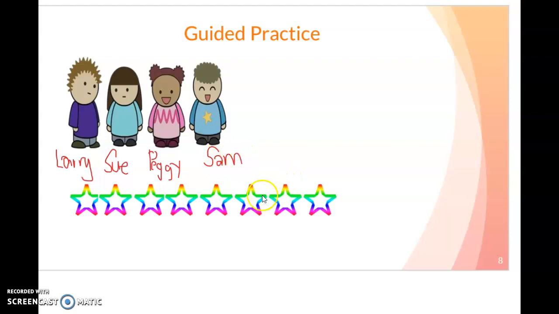So Sam has a group of stars. We have 1, 2, 3, 4, 5, 6, 7, 8. He has a total of 8 stars. He wants to share his stars equally among his friends. So you're going to hear the word share a lot. You're going to hear the word divide. You're going to hear the word partition. All of these words are related to fractions, and once we get into division, you're going to see how it's related to division as well.